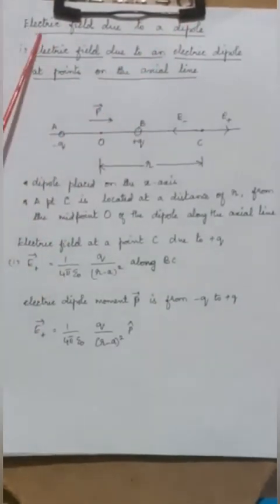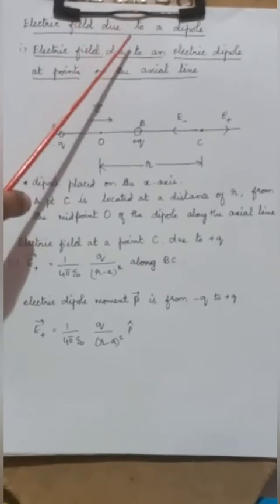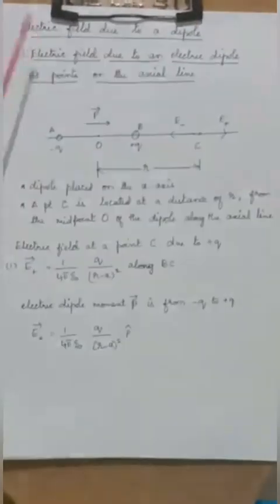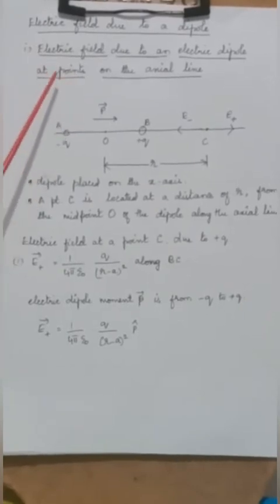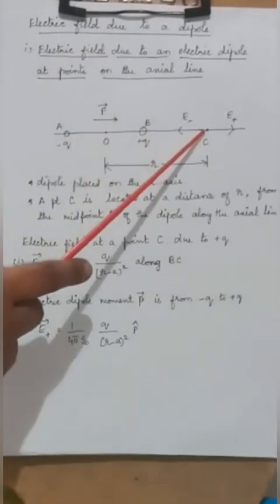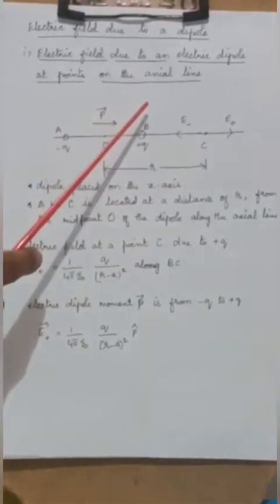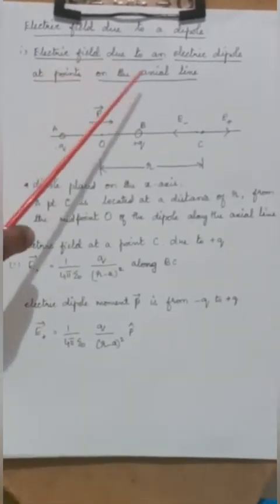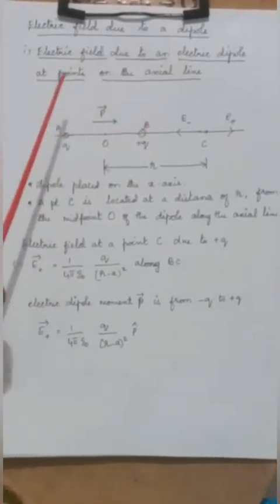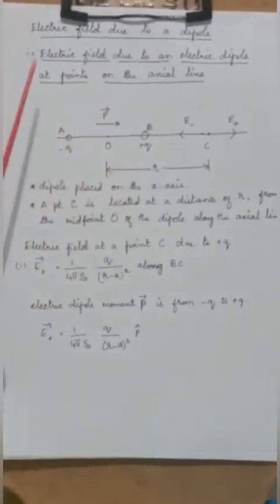That is, I am going to find out what will be the net electric field when a dipole is kept. But the point of consideration is a point on the axial line, which is nothing but the x-axis. Another way it gets enhanced is when I find the electric field due to a dipole at a point on its equatorial line. The equatorial line is the y-axis.